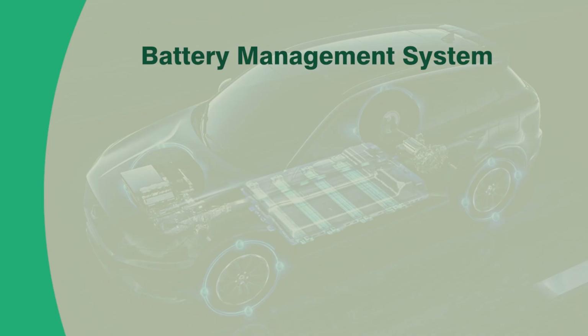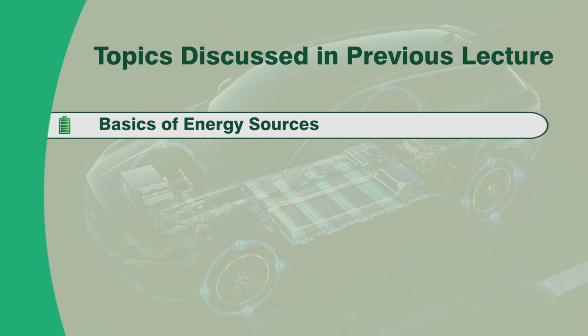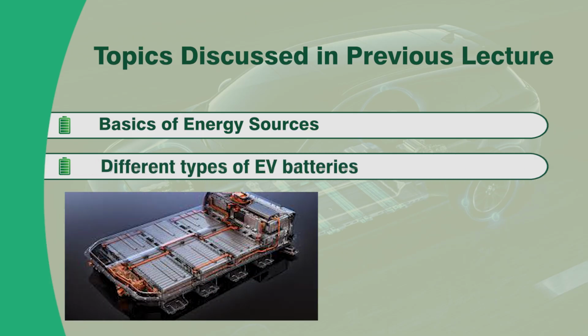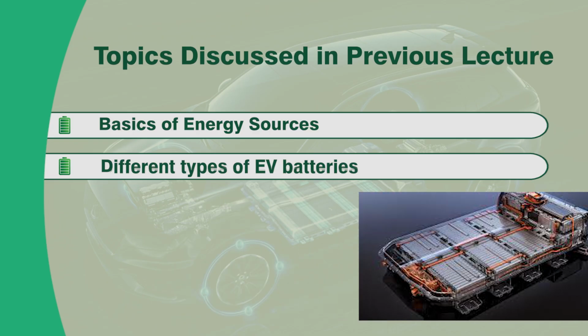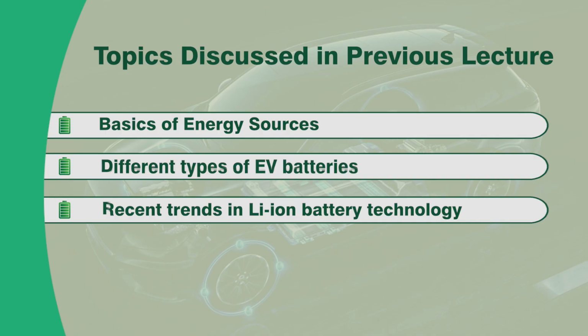In our previous lecture we discussed the basics of various energy sources associated with the electric vehicle, like batteries, fuel cell and ultra capacitor. And also we have seen the different types of EV batteries, like lithium ion battery, lead acid batteries and nickel based batteries, and also we discussed the recent trends in lithium ion battery technologies.